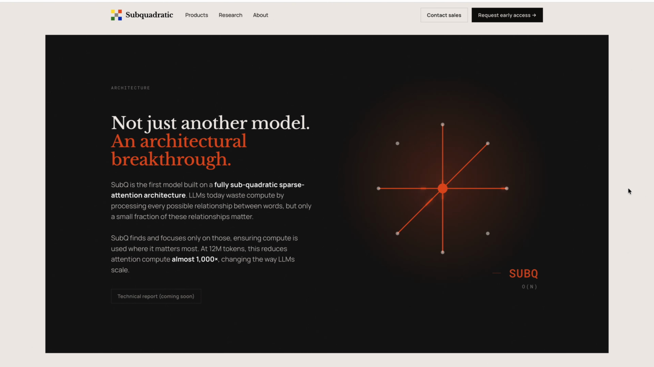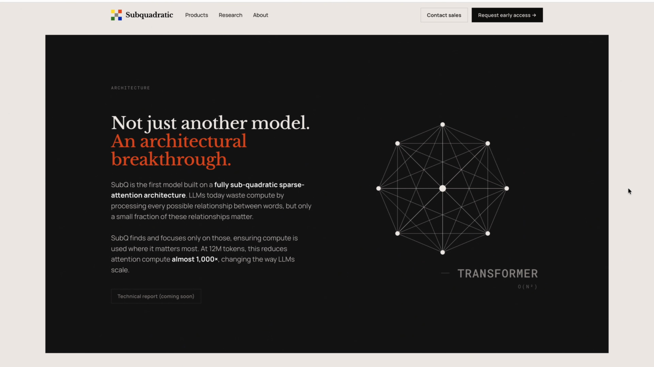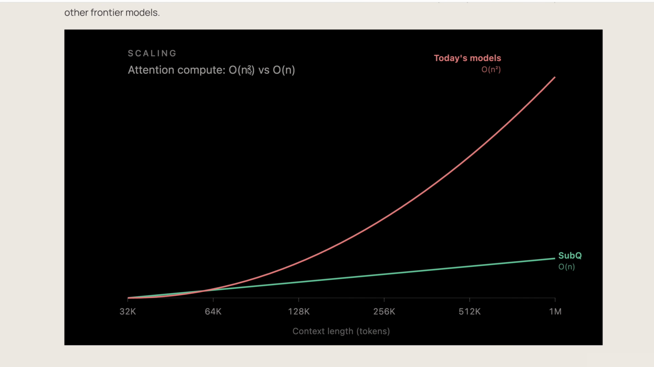To understand how this is physically possible, we have to talk about time complexity. Standard models use full dense attention. This operates at O(n²) complexity. That means if you double the context size, the compute cost quadruples, because the AI blindly evaluates every single token against every other token. This is why OpenAI and Anthropic charge you a massive premium for long text queries.